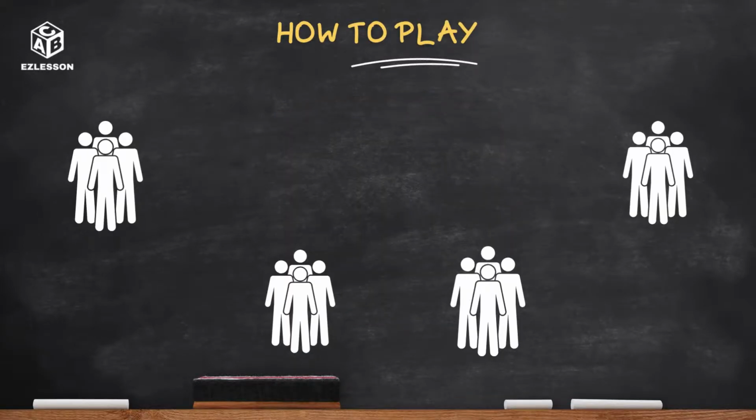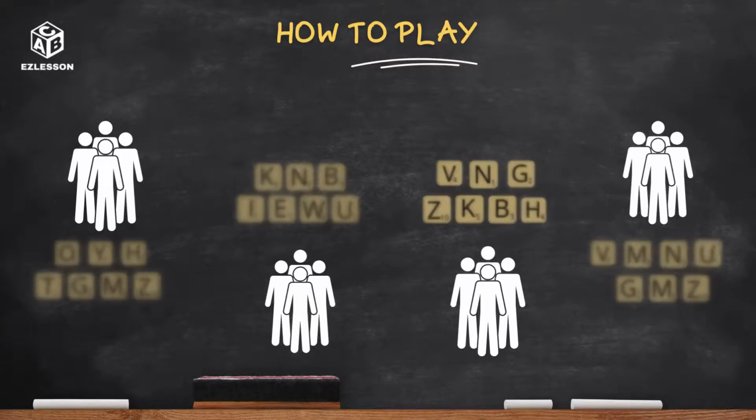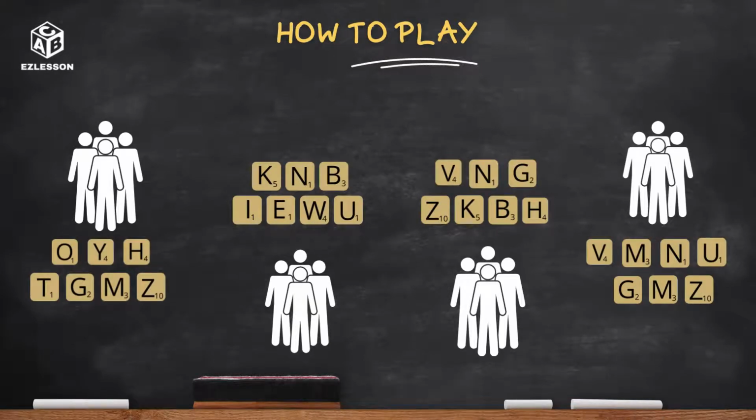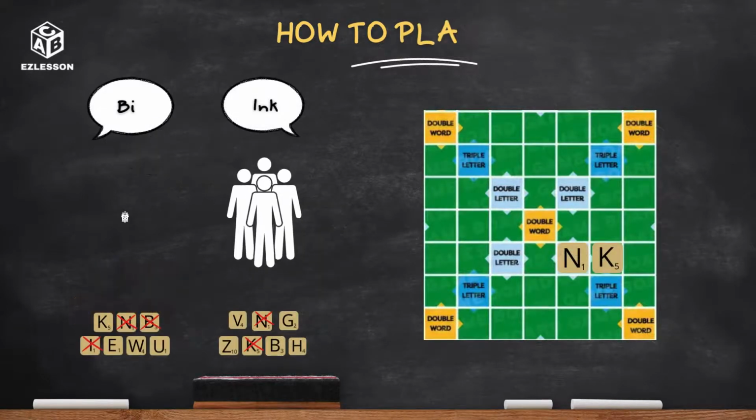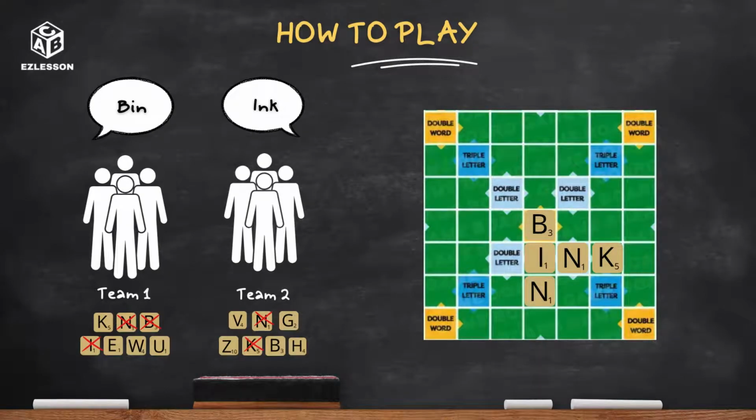Each team takes turns sending a representative to draw 7 tiles from the Scrabble bag. These tiles will have letters on them, and each team will use these letters to create words on the Scrabble board. Once each team has their tiles, they'll work together to create words using the letters they have. Teams will take turns placing their words on the Scrabble board. Words can be placed horizontally or vertically, and they must connect to existing words on the board.